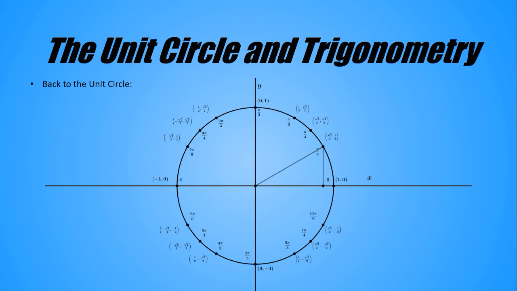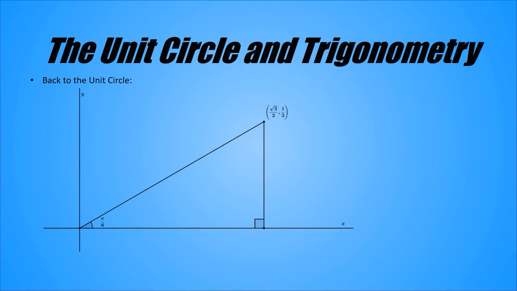And now I've got a right triangle inside the circle with theta equals pi over 6, which, as you may recall from the last video, is 30 degrees. Let's blow up our right triangle so we can get a good look at it. I've drawn it in the xy plane and labeled the corresponding point on the unit circle right here. Let's label the sides with their lengths.